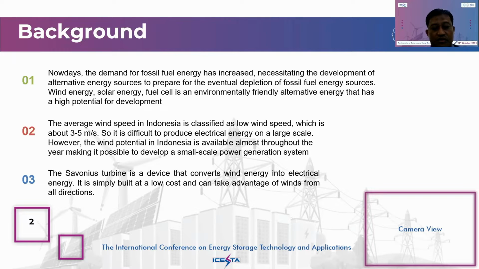The Savonius turbine is a device that converts wind energy to electrical energy. It is simple, low cost, works at low wind speed, and we can apply it to wind from all directions. These are some advantages of the Savonius turbine.